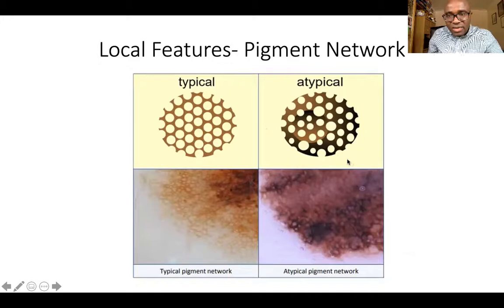at the end. Whereas in this atypical network, there is an atypical distribution of the pigment in the network and the color. Again, very, very highly indicative of a melanoma. Even with other blue-white structures in here, this is atypical pigment network, irregular holes, irregular network, irregular color. That's a melanoma.